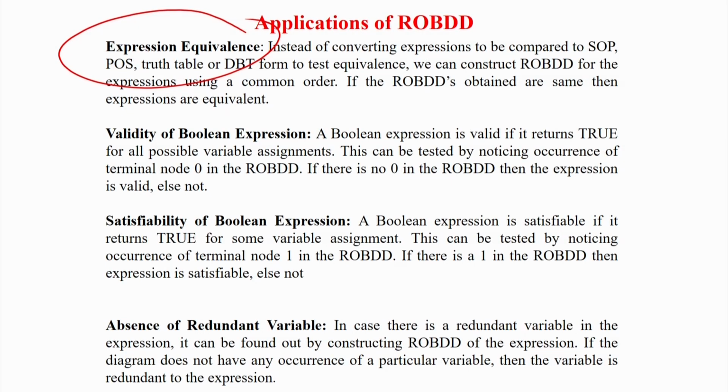Then there is something called validity of a Boolean expression. Validity means basically that if a function is always true, then I say that the function is valid. So, in this case what is going to happen?